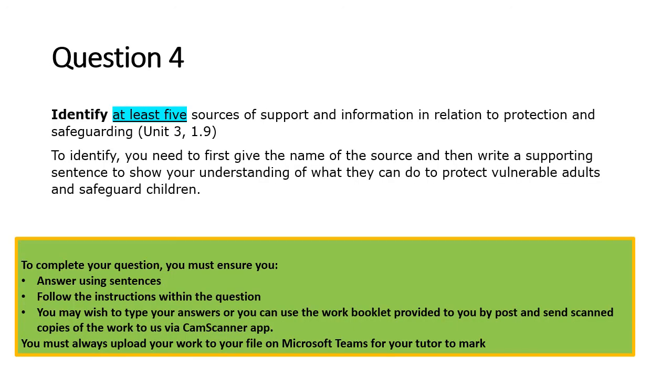And this leads to question number 4. It's asking you to identify at least 5 sources of support and information in relation to protection and safeguarding. From the slide before and the research that you've done, you can choose 5 from there, or you can look for some more of your own examples if you know of other sources of support already out there. You need to give the name of the source and then write a supporting sentence to show your understanding of what they can do to protect vulnerable adults and safeguard children.